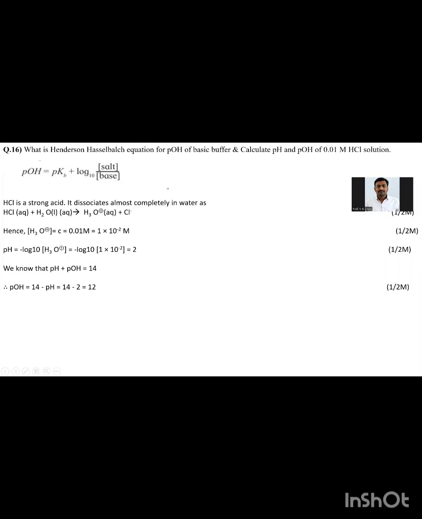If you are calculating, the H plus concentration is given, that is 0.01. If you substitute this value in the formula, pH is negative logarithm of base 10 of H plus ions, that is H3O plus ions, you will get 2, that is pH is 2. We know the formula pH plus pOH is equal to 14, by which we can calculate the pOH of the solution, which is 12.